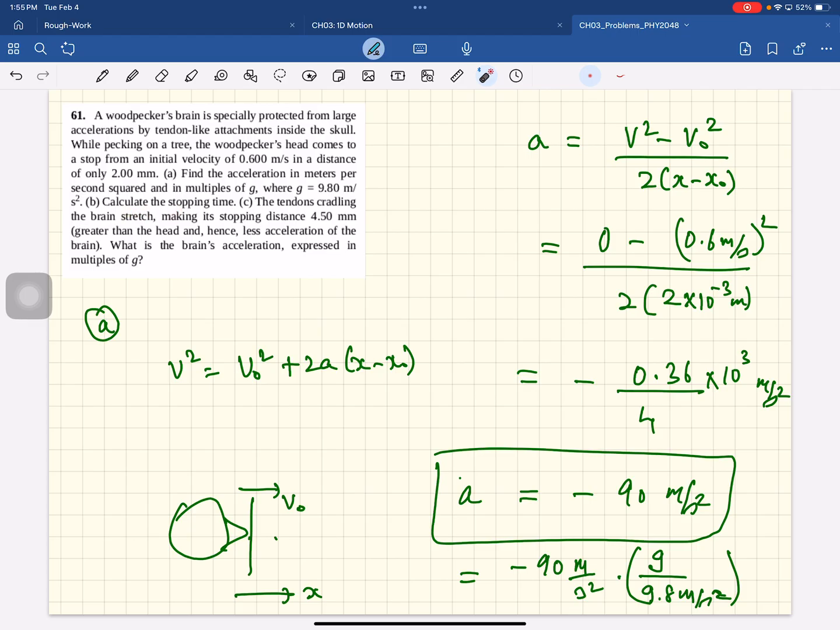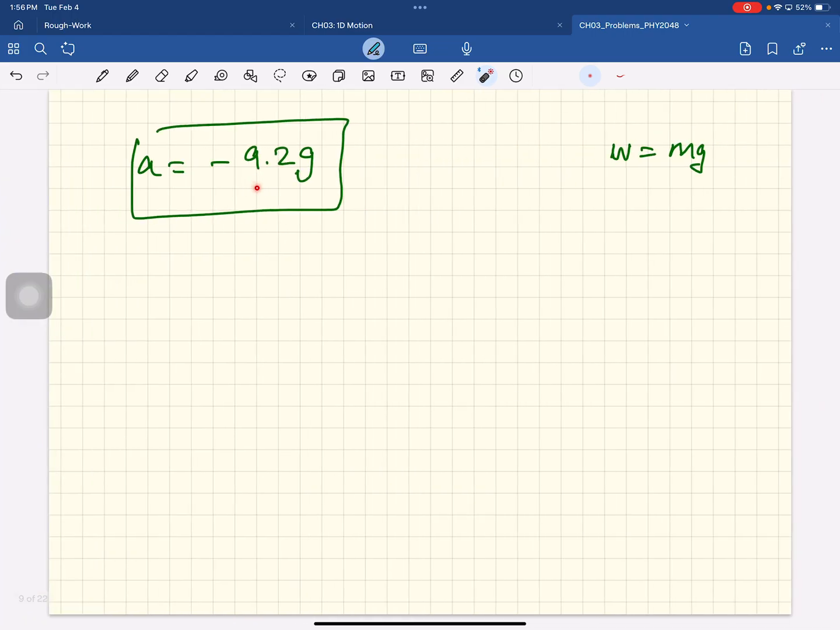Calculate the stopping time. We won't worry about that. The tendons, you go talk to Abdu about that. The tendons cradle the brain, stretch, making the stopping distance 4.5 millimeters. So here's the acceleration. You increase the stopping distance from 2 millimeters to 4.5 millimeters, more than twice that, and so the acceleration will be about half of that. That'll be less than 4 Gs.